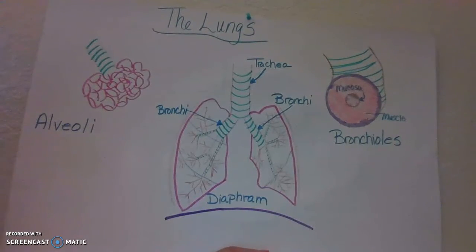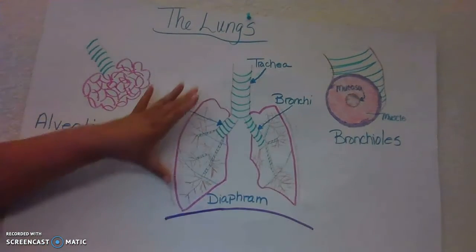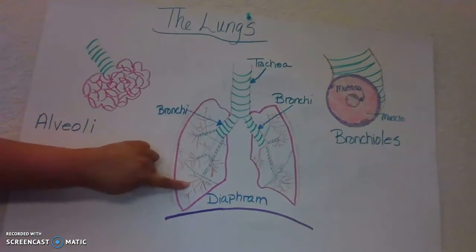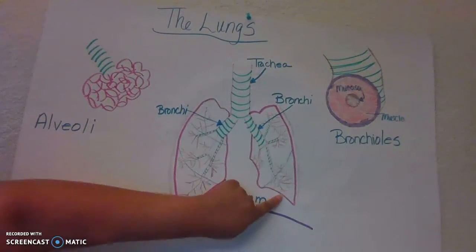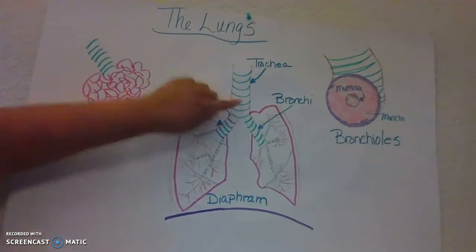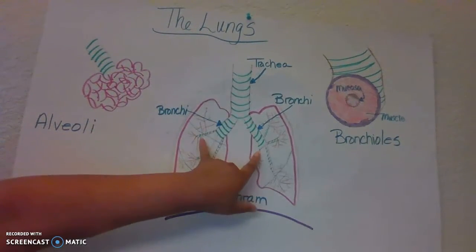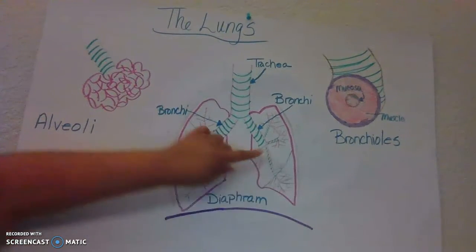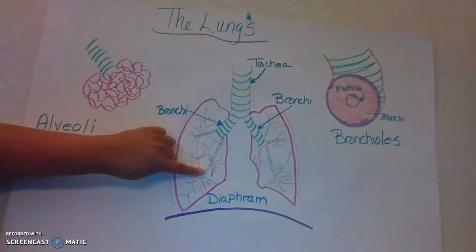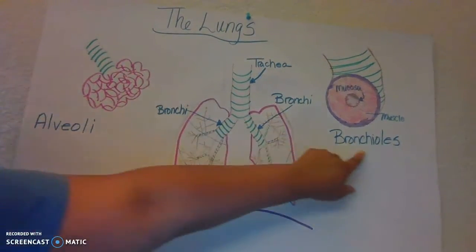Here is a diagram of the lung. We have the right lung with 3 lobes. We have the left lung with 2. The trachea is here and it splits off into 2 bronchi, the left and the right side, and they break off further into bronchioles, which is this right here.